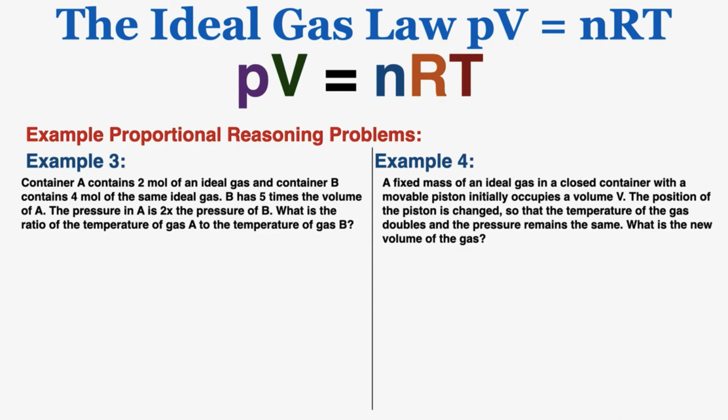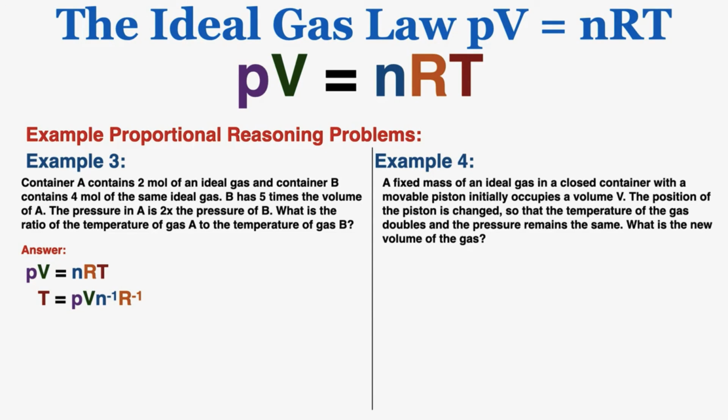In example 3, container A contains 2 moles of an ideal gas, and container B contains 4 moles of the same ideal gas. B has 5 times the volume of A. The pressure in A is 2 times the pressure of B. What is the ratio of the temperature of gas A to the temperature of gas B? So as an answer, PV equals nRT.